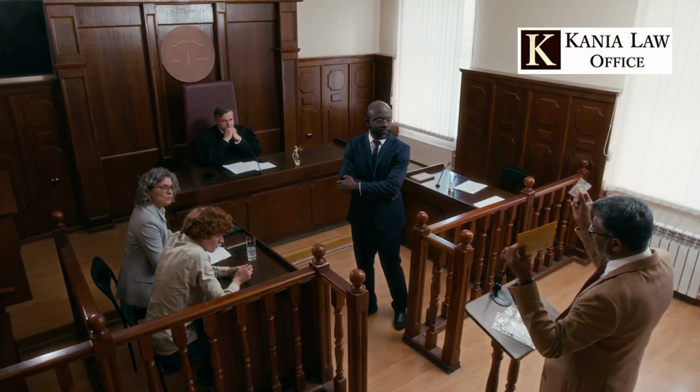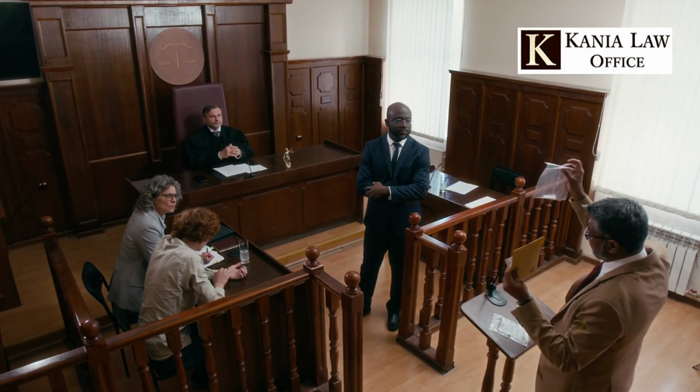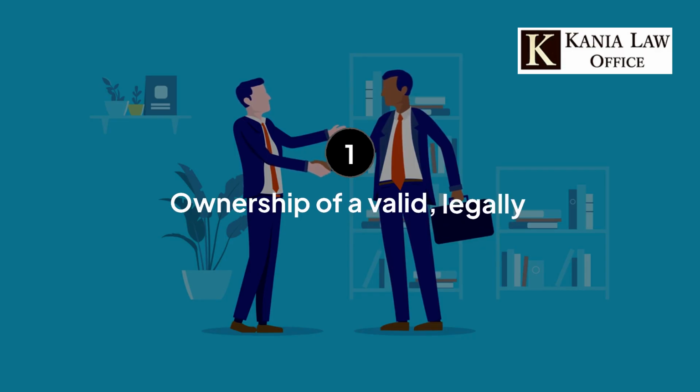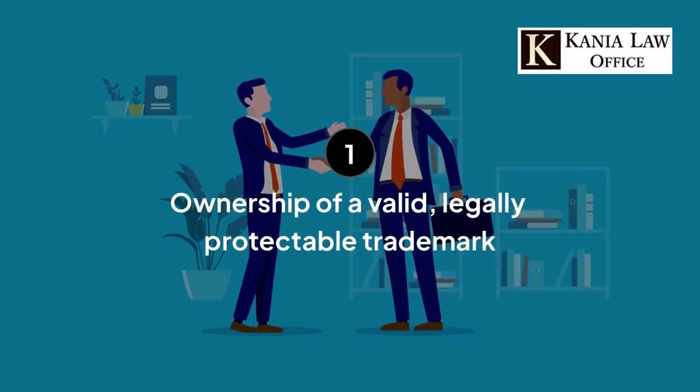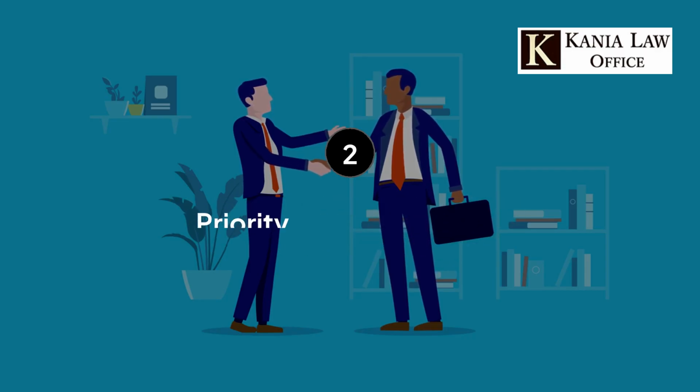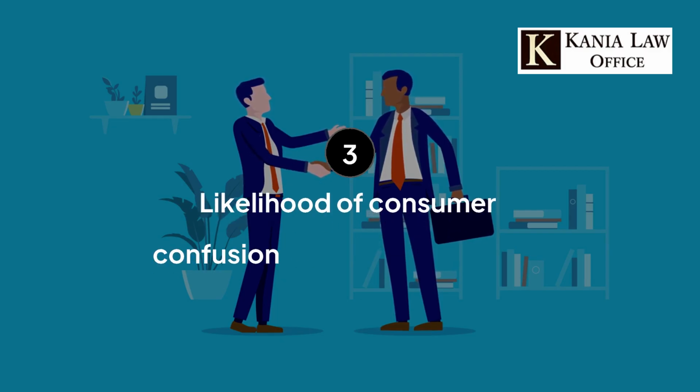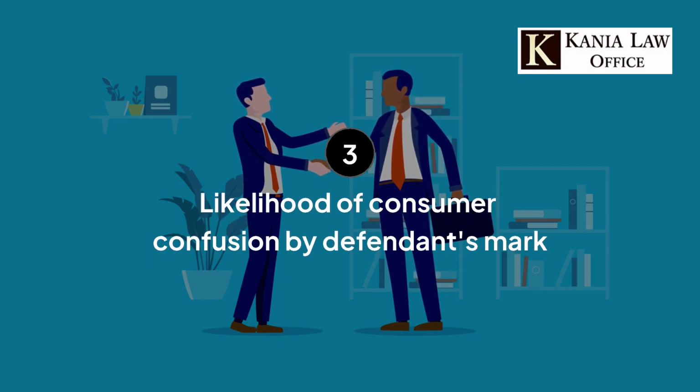To prevail in a federal trademark infringement lawsuit, a plaintiff must establish three primary elements. Ownership. The plaintiff owns a valid, legally protectable trademark. Priority. The plaintiff used the mark in commerce before the defendant began using their version, being the senior user. Likelihood of confusion. The defendant's use of a similar mark in commerce is likely to cause consumers to be confused about the source, origin, sponsorship, or affiliation of the goods or services.